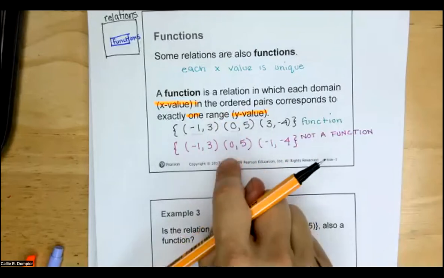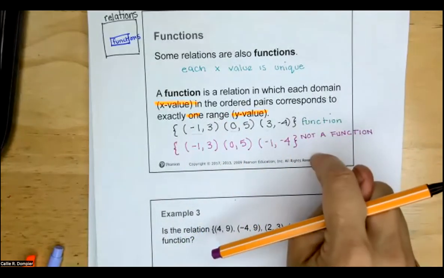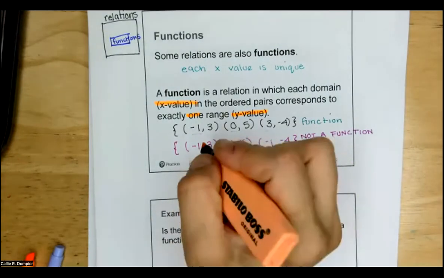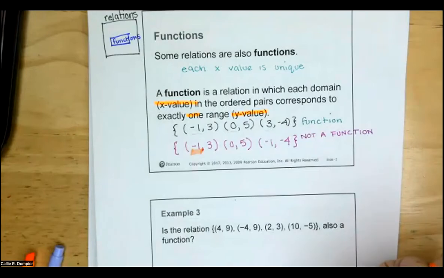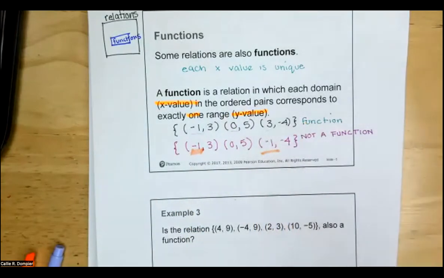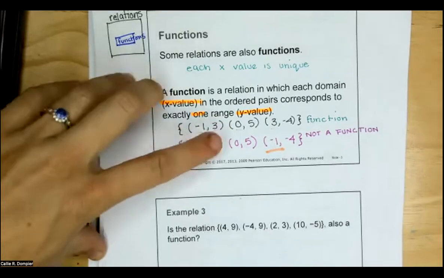They are both relations. You can be a function and a relation. You can be not a function but still a relation. Why is it not a function? Because here we have -1 as an X value mapped to 3, and here we have -1 as an X value mapped to -4. Okay? Think about what if X is -1, Y will be 3.